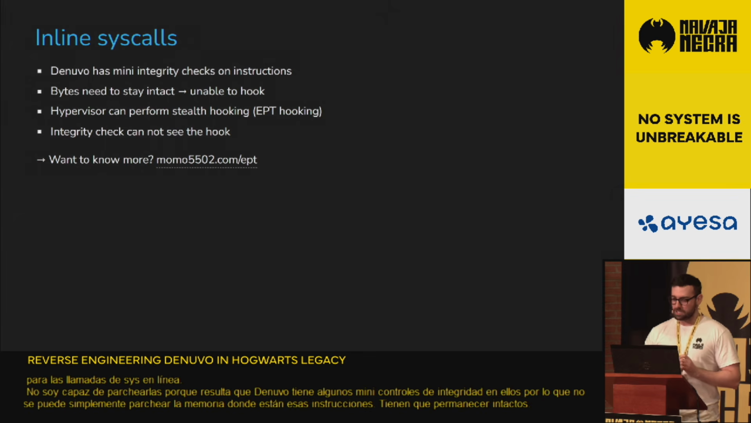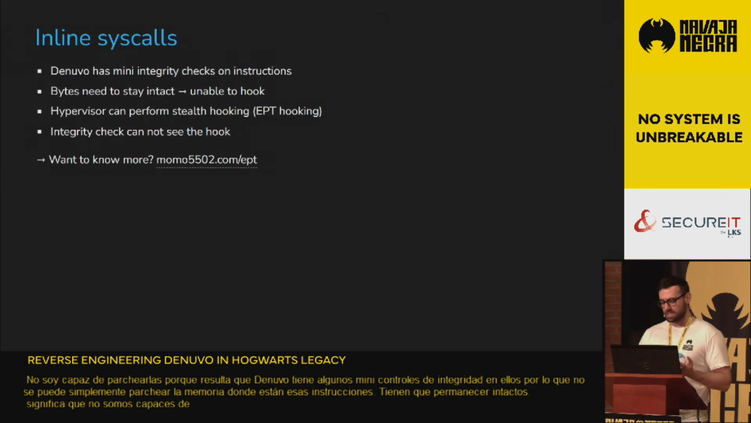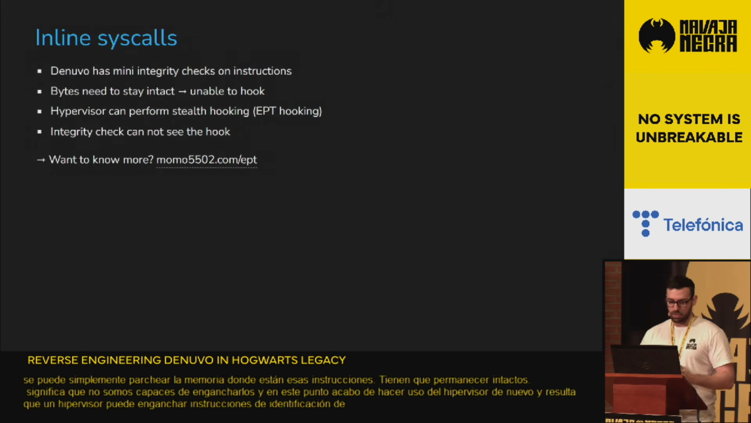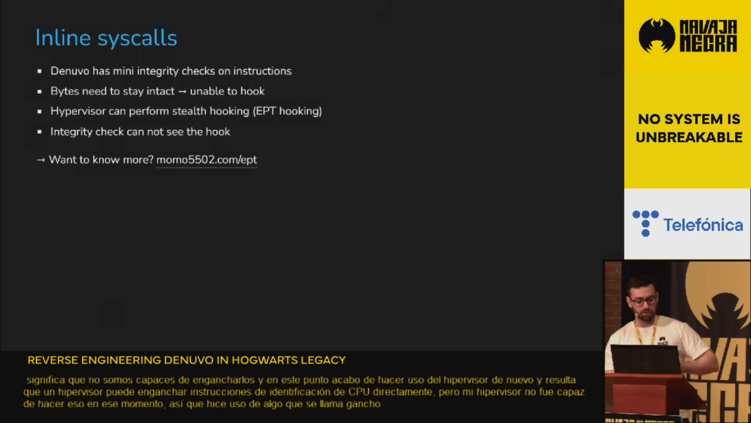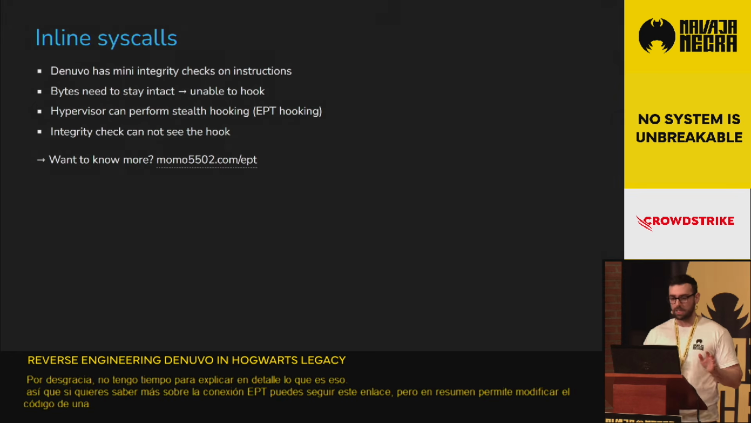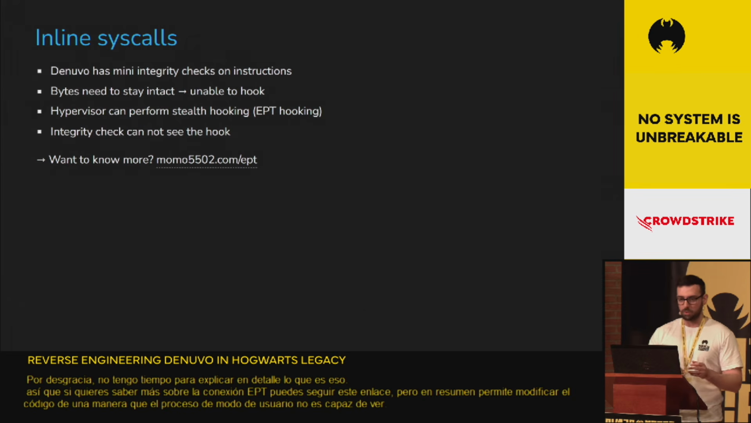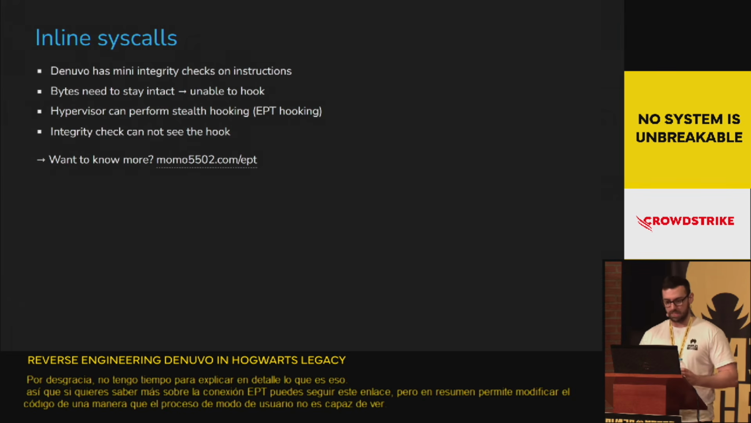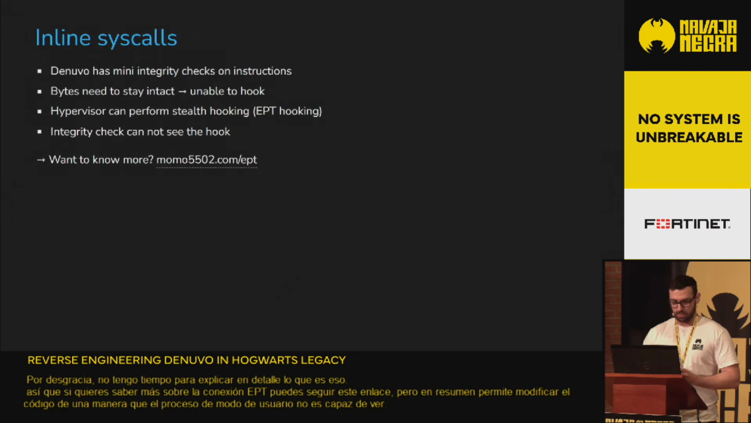So I made use of something that's called EPT hooking. Unfortunately, I don't have the time to explain in detail what that is. So if you want to know more about EPT hooking, you can follow this link. But in short, it allows you to modify code in a way that the user mode process is not able to see. So you modify the code bytes, and the user mode process still thinks that the memory is completely intact when reading it, but when executing it, it executes the patched one. So the hypervisor allows you to do that, and by that I can patch the syscall instructions.